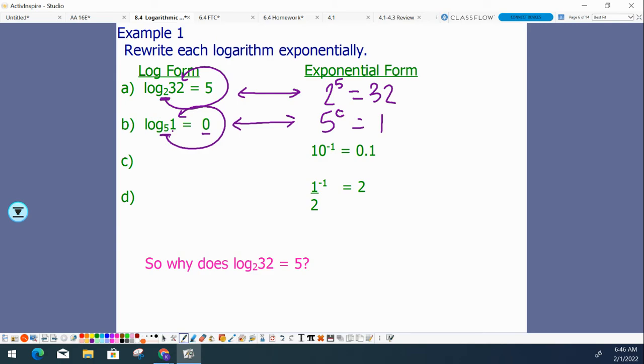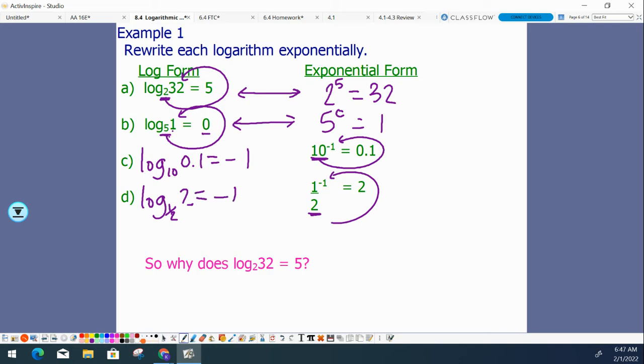So let's now go backwards. The base of the exponent is 10, so that becomes log base 10, little 10 underneath, of, kind of go around, 0.1 equals -1. Log, take the base exponentially, that turns into the subscript, the base of the log, go around, of 2 equals -1.